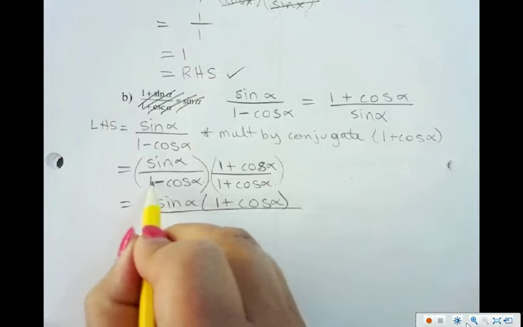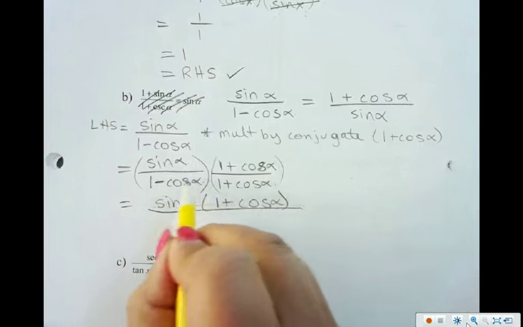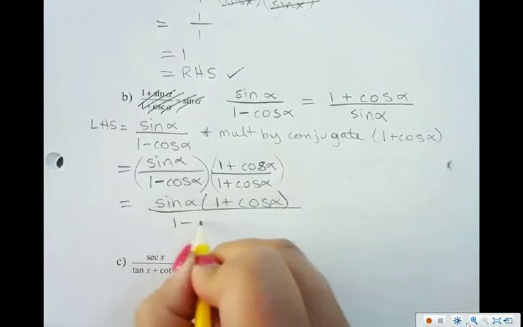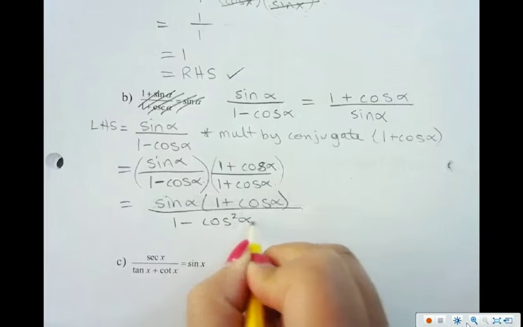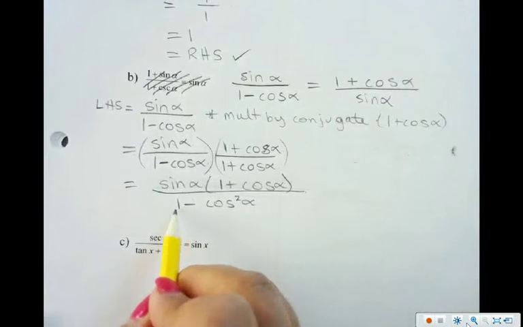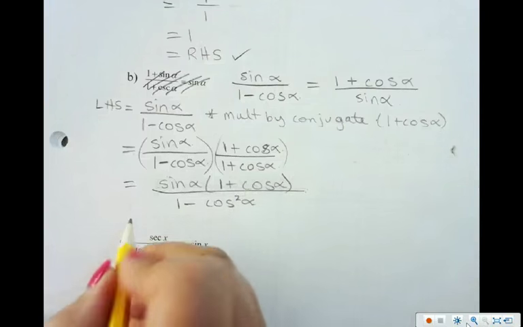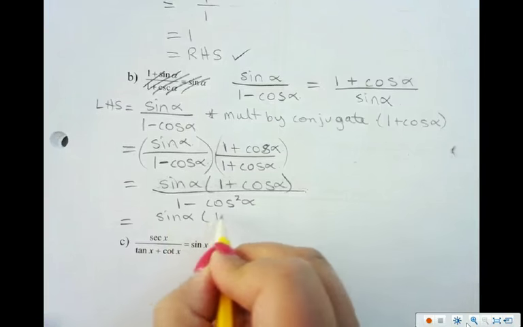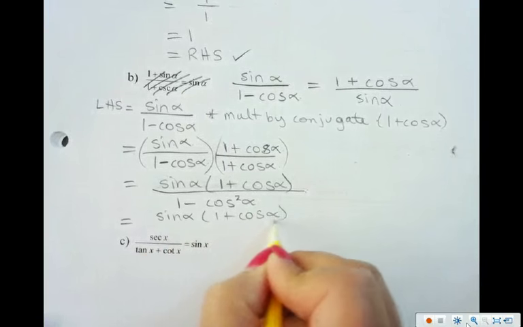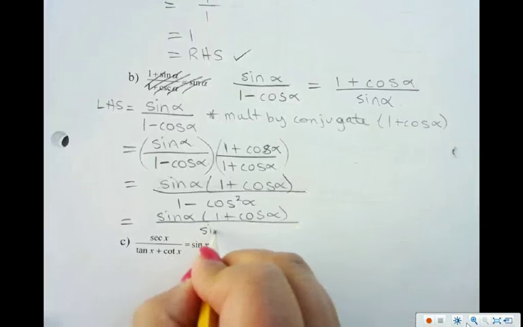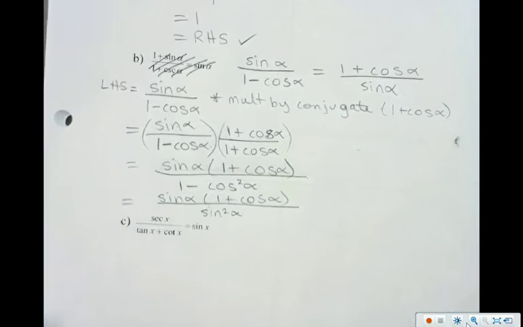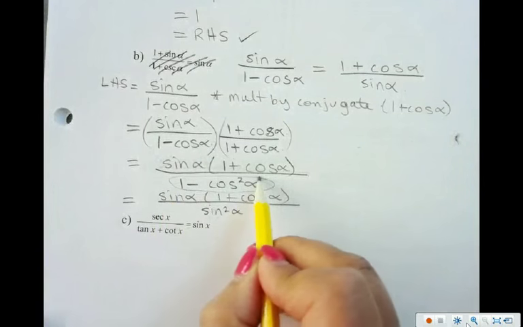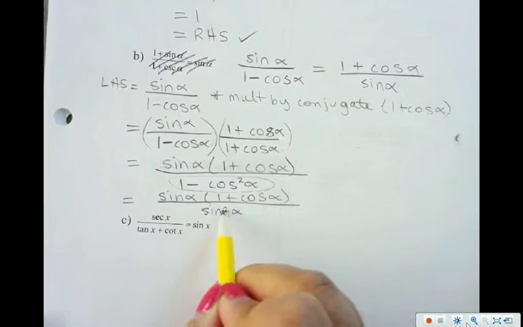So if I multiply these two denominators together, what should I end up getting? 1 minus cos squared alpha. Now, what can I replace 1 minus cos squared alpha with? With sine squared alpha. So I've got sine alpha, and then 1 plus cos alpha, and then sine squared alpha. So now do you see why I backed up there? Because I replaced this here with sine squared alpha.